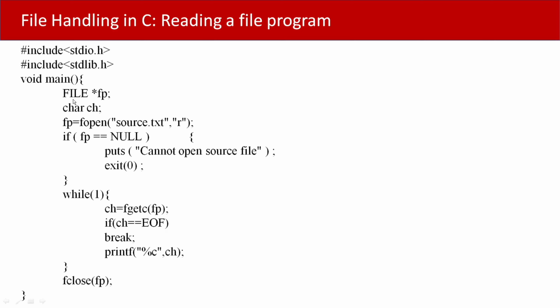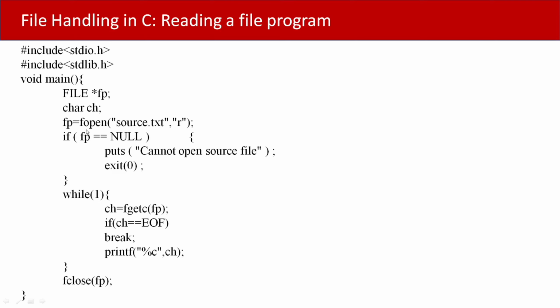Now FILE is a structure, in capital letters, FILE *fp. So we are creating a file pointer of structure FILE type. By creating a file pointer fp, we are able to point to a file. Now we define a character ch. This character ch is a variable of character type.